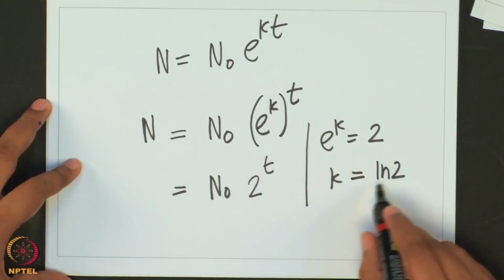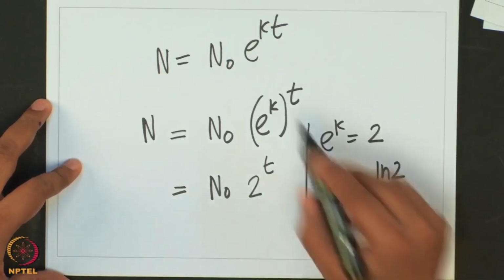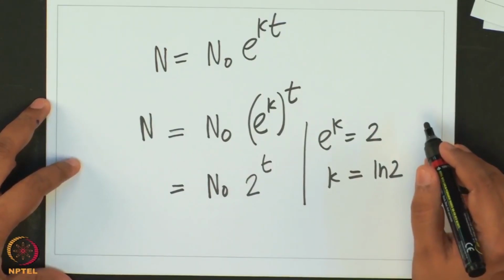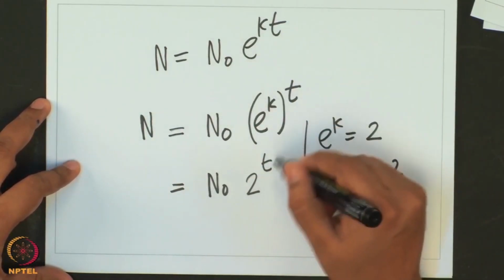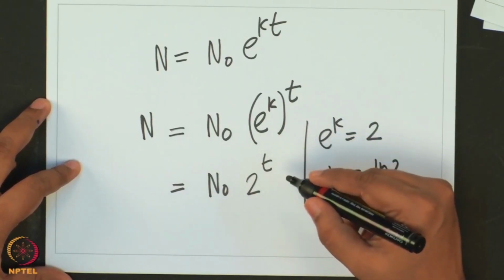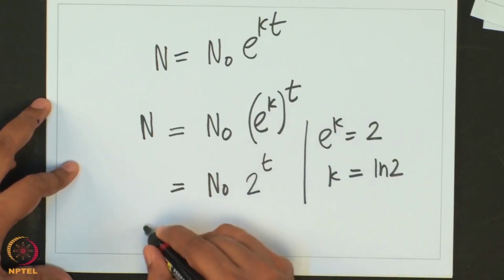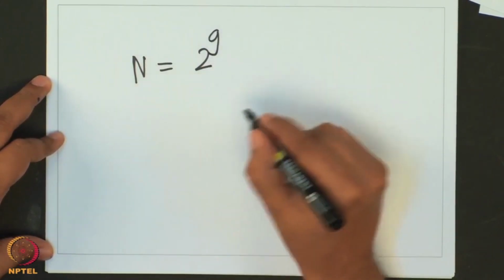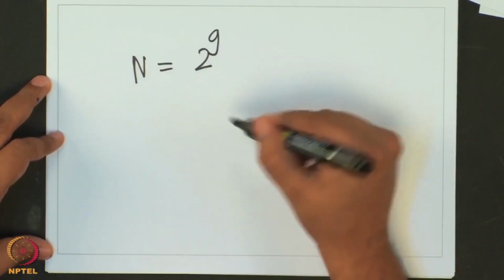So if k is ln 2, the natural log of 2, that is my rate. Very often you would also want to write 2^n. You would have heard about bacterial growth as 2 to the power of some generation time. So what you would have heard is N is equal to 2^g. In the zeroth generation this is 1, second generation 2.